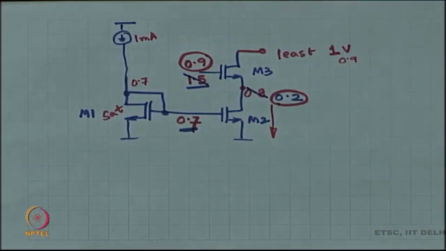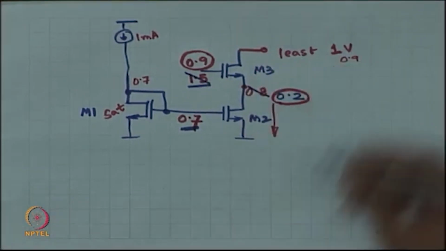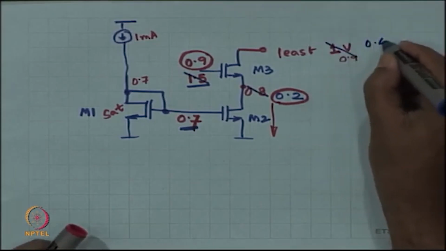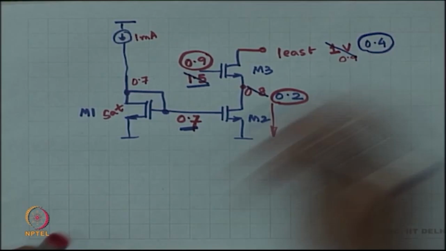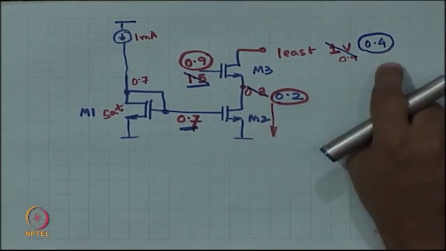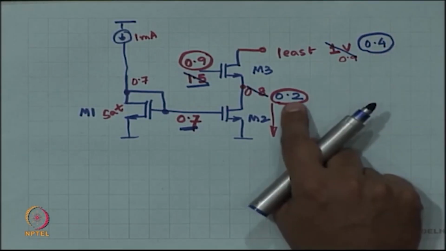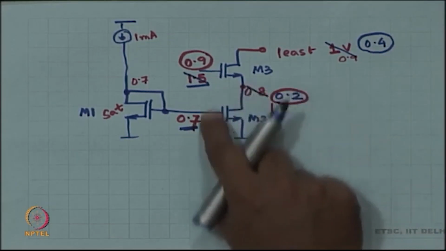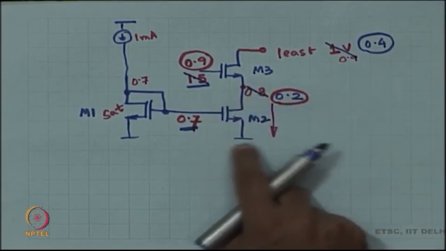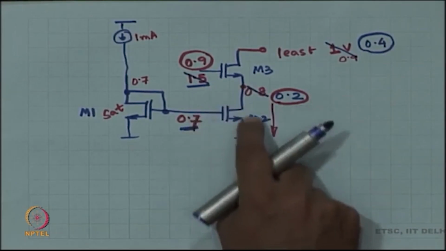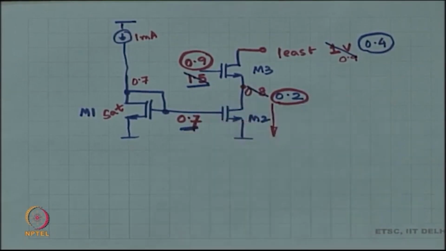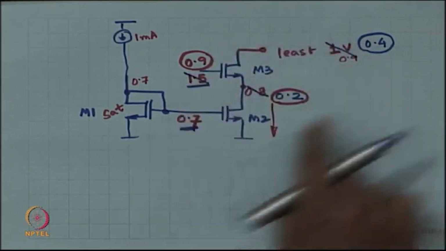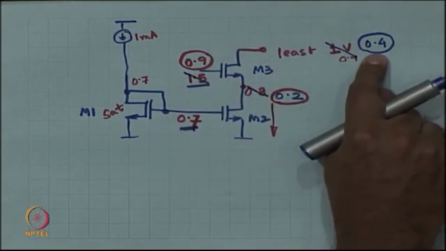Now, what is going to happen? The least is no longer 1 volt, the least is 0.4 volt. Now, when I drop below 0.4 volt, immediately this source is going to drop, but when this source drops, M2 no longer is in saturation, which means that this also drops out from being a current source. Okay. So, the graceful degradation is no longer there, right. The entire circuit collapses as soon as you go below 0.4 volts.